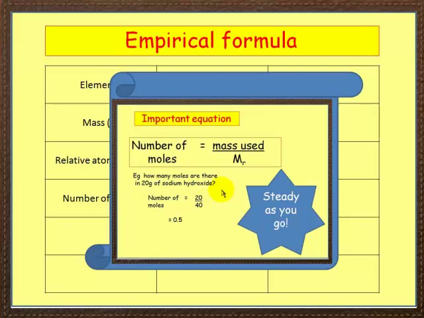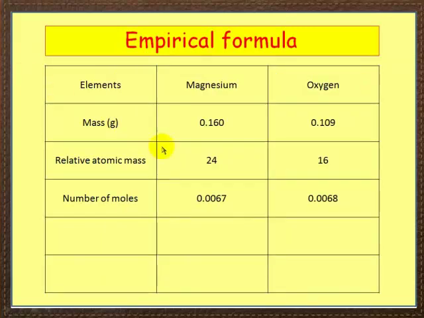Now, number of moles. We did this in the last video. Number of moles is the mass used divided by the relative atomic mass or molecular mass. An example we had was for sodium hydroxide. So all we do here is divide the mass by the relative atomic mass. So 0.160 divided by 24 is 0.0067. 0.109 divided by 16 is 0.0068.